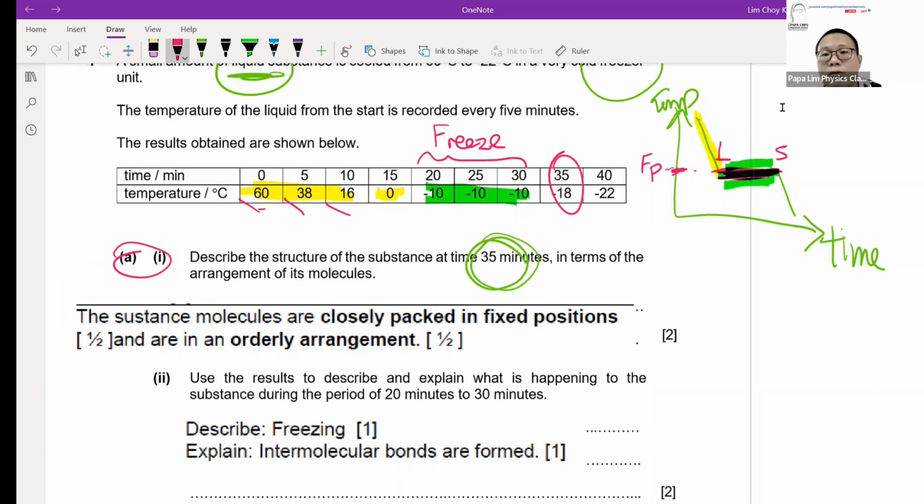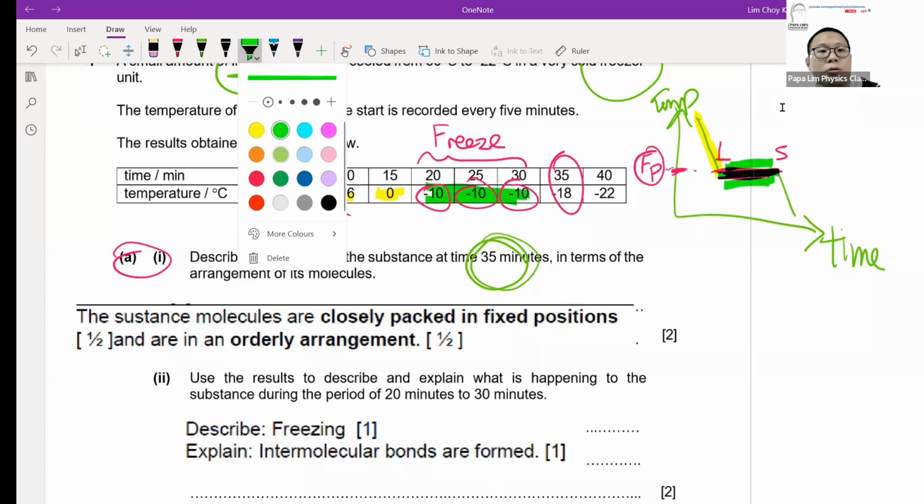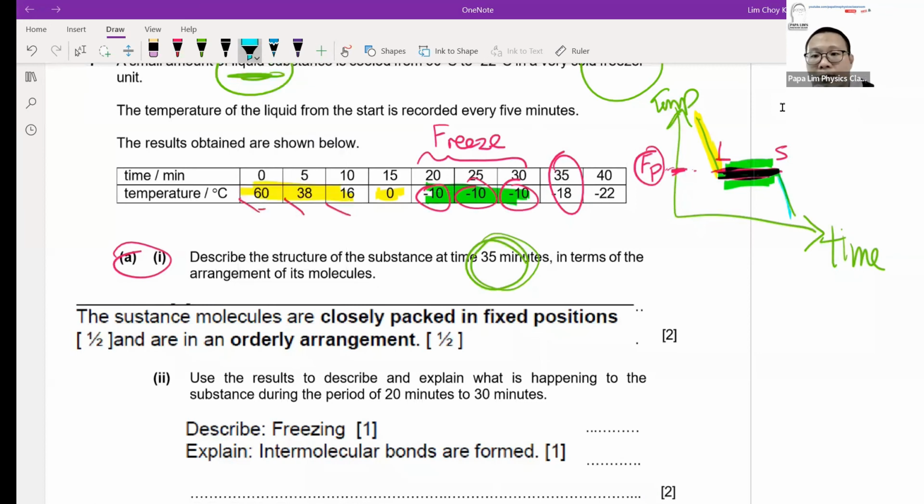So this is what we call your freezing, and it occurs at a fixed temperature across a certain timing. That temperature here is called the freezing point. And true enough, you look at temperature, it remains constant, -10 degrees Celsius. Then after that, once freezing has completed, it starts to go down again. It starts to become colder. The solid becomes colder and colder, -18, -22.